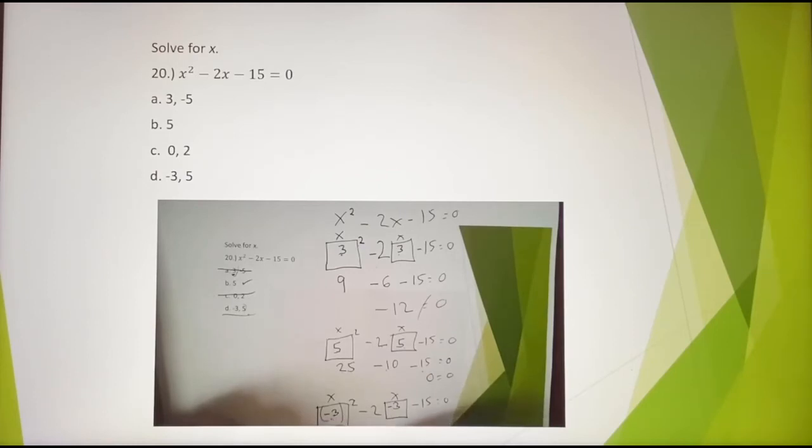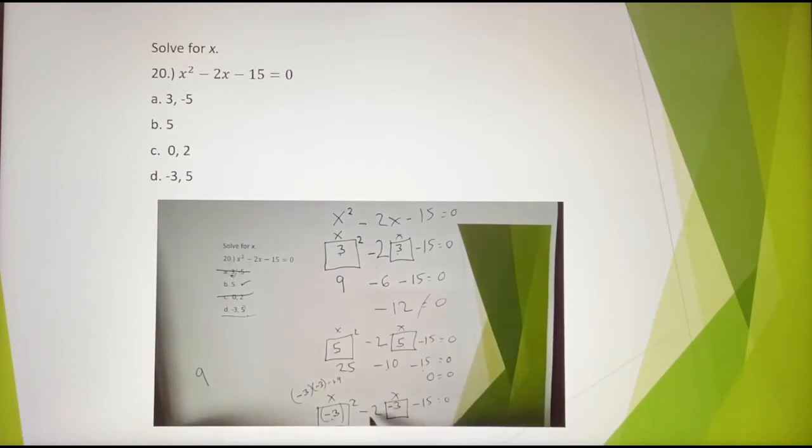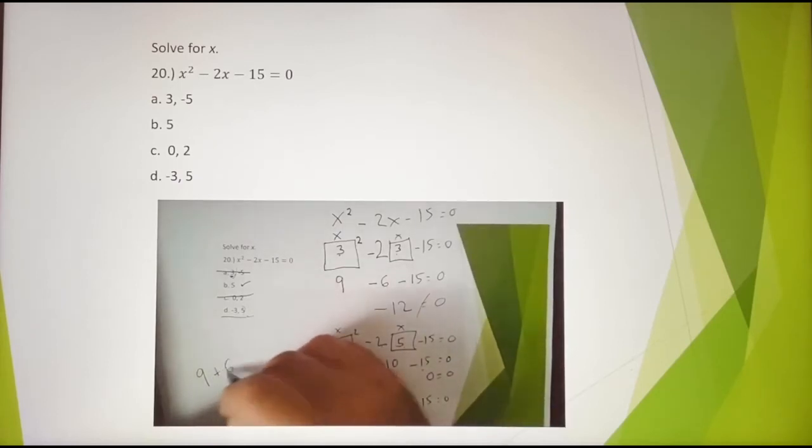So this is like saying negative 3 times a negative 3. So a negative times a negative is, we know, a positive. 3 times 3 is 9. So this here becomes 9. And I've got a negative 2 times a negative 3. A negative times a negative is a positive. So that becomes a positive 6.